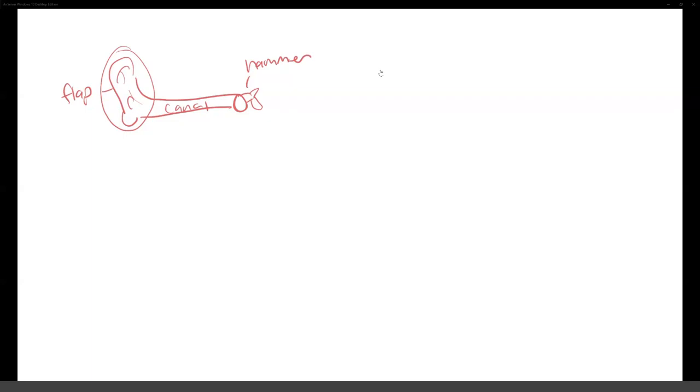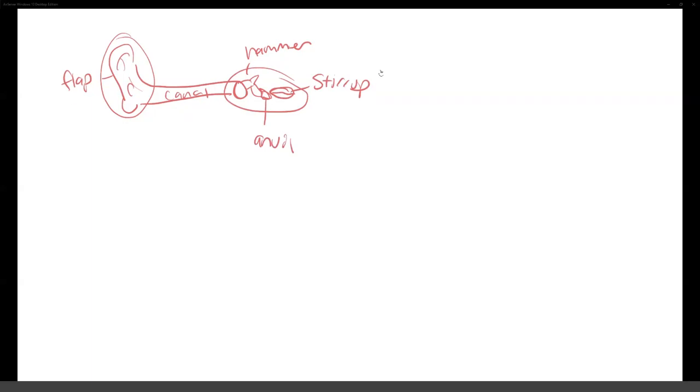So the vibration of the eardrum causes the hammer to move, which then hits the anvil, right? I don't know how to draw that, maybe like this. And then that hits the stirrup, right? So we'll call this anvil. These are the 3 smallest bones in the human body, and they're called the ossicles.